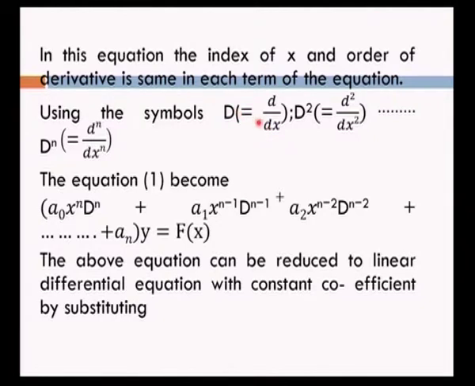This is what we assumed in the earlier step, D is equal to d by dx, D square is equal to d square by dx square, then D power n minus 2 is equal to d power n minus 2 by dx power n minus 2 plus etc. a suffix n into y is equal to f of x. The above equation is the simplified form given in operator form of Cauchy-Euler homogeneous linear differential equation. This equation can be reduced to a linear differential equation with constant coefficients.